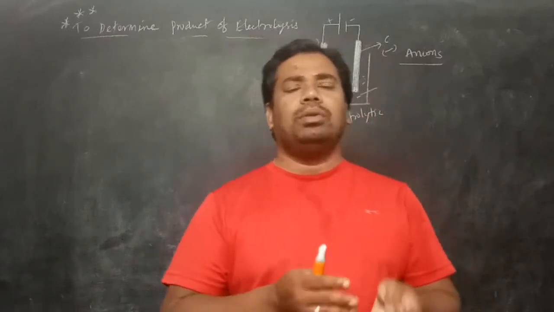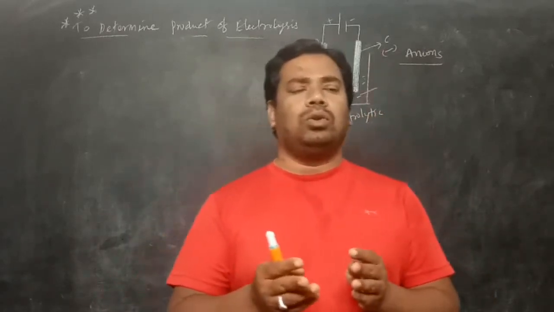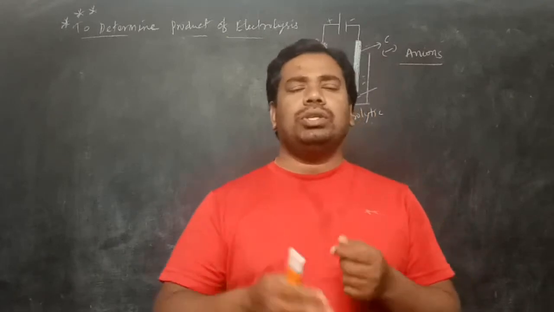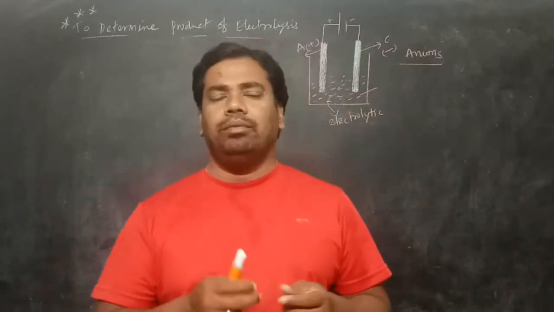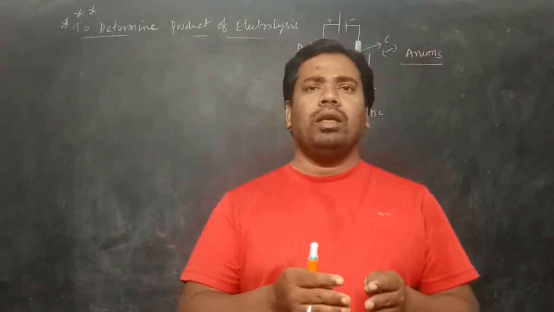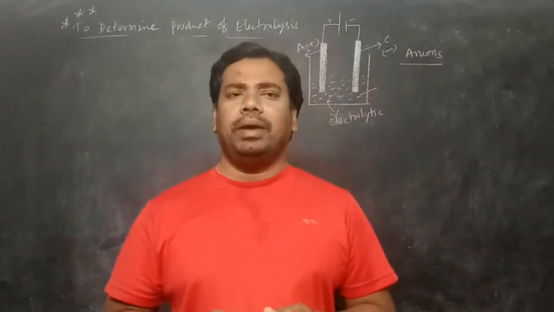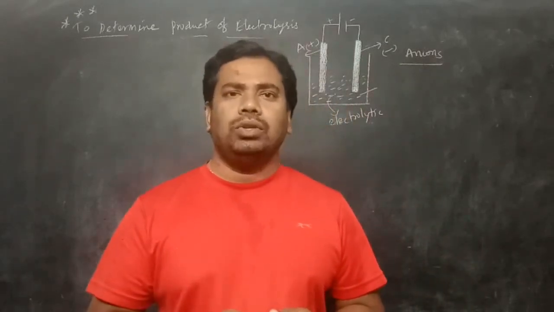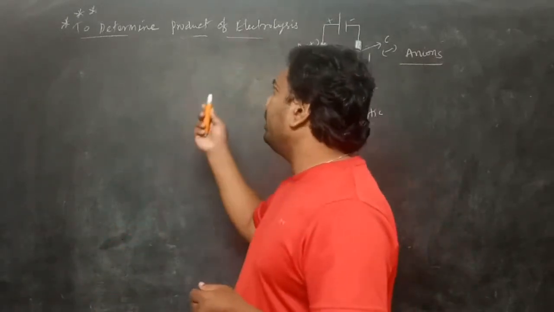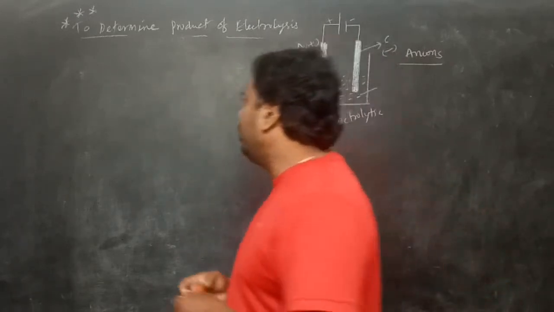For example, take the competition between two ions. Which cation is deposited, and which anion is liberated at the anode? We will see. Before we discuss that, here we have some metal ions based on standard reduction potential values.